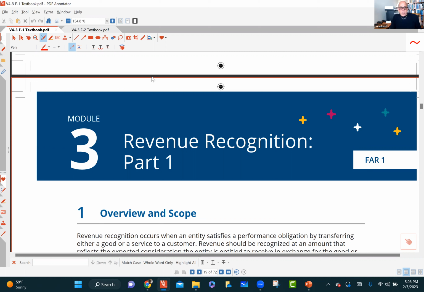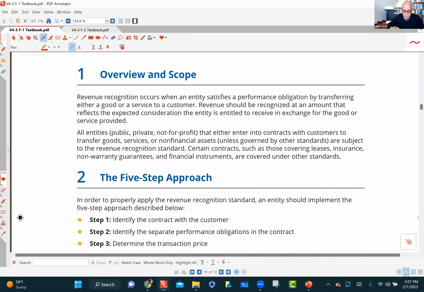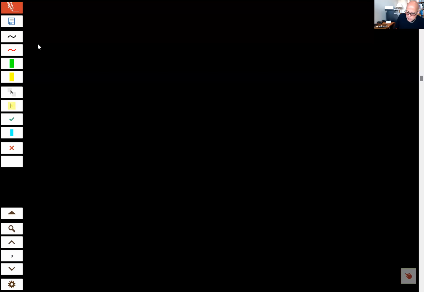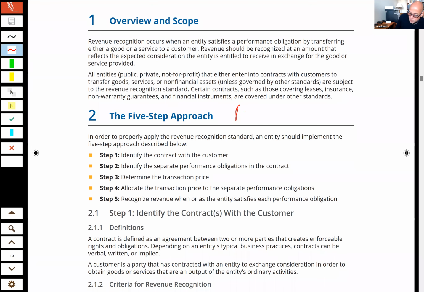Revenue recognition: the FASB and the International Accounting Standards Board, although IFRS is not part of the CPA exam, did come out with a joint standard on revenue recognition, and that was in the US GAAP codification. Let me go ahead and put my machine into full screen mode. Some of you may be aware that it's in the Accounting Standards Codification, in topic 606.